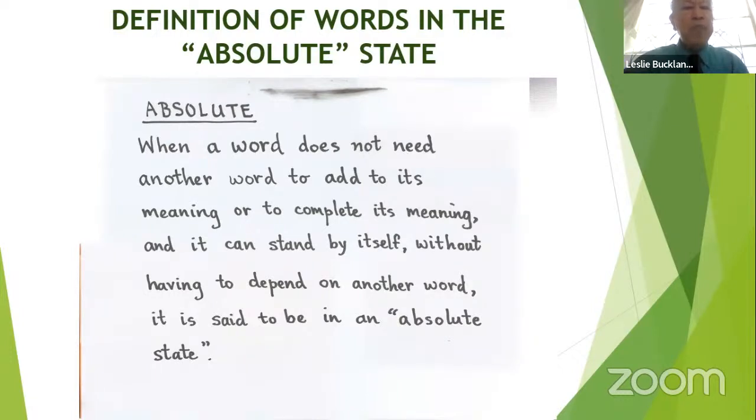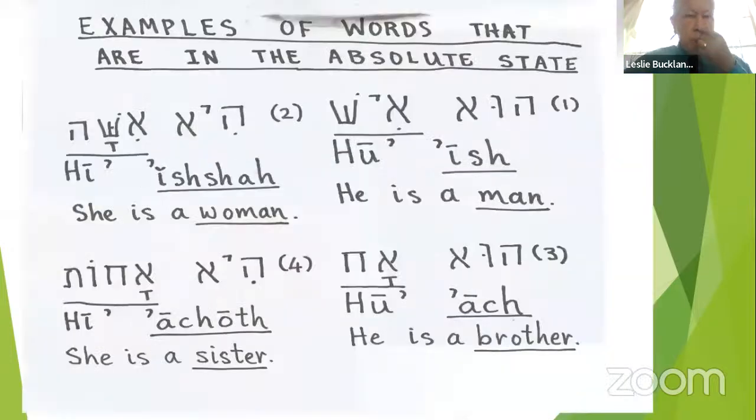So when a word that is a noun, a naming word, does not need another word to add to its meaning or to complete its meaning, and it can stand by itself without having to depend on another word, it is said to be in an absolute state. Now, here are examples in the Hebrew of words that are in the absolute state.